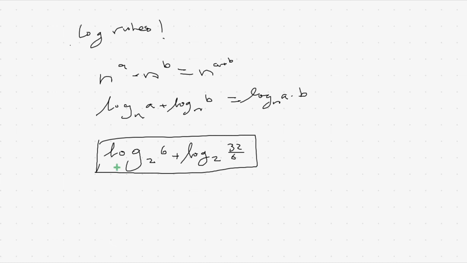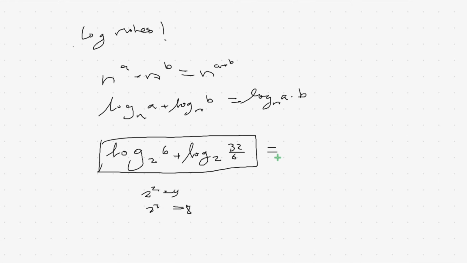Well, do we know what log base 2 of 6 is? 2 to the 2 is 4, 2 to the 3 is 8. We don't know exactly what it is. Do we know what this is? Well, it's a fraction, so it's going to be very difficult for us to figure it out. This is where we can use logarithm rules, okay? This is equivalent to log base 2 of 6 multiplied by 32 over 6. That's just log base 2 of 32, right?